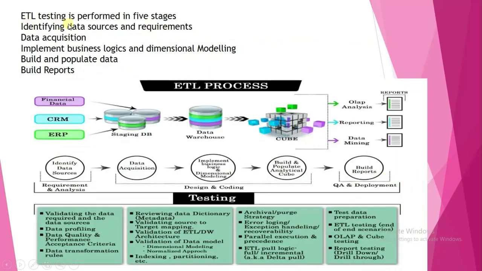Moving to ETL testing, it is performed in 5 stages: identifying data sources and requirements, data acquisition, implementing business logic and dimensional modeling, build and populate data, build reports. So in the ETL process, financial data, CRM, ERP go to the staging area, that is a database, then move to the data warehouse, and then to the cube, from which people can access the data in their data marts and use downstream systems to generate reports. So that is the OLAP analysis and reporting and data mining.